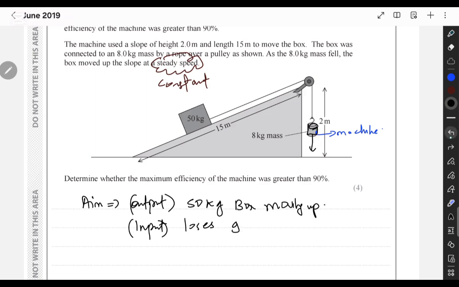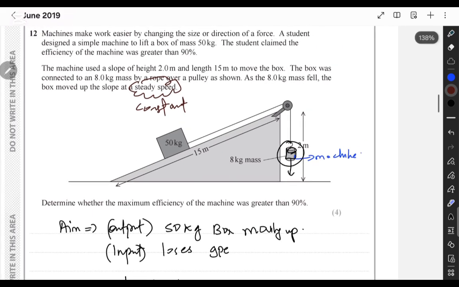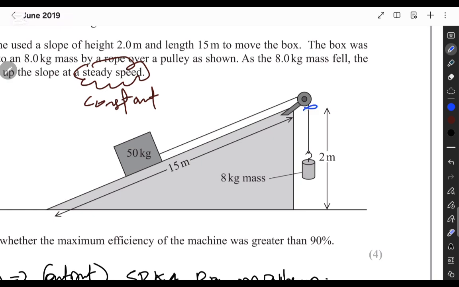Okay, so first let's calculate the energy gained by the box, which is going to be the output basically. So one very important thing to understand this question is when the box is here, from here to here the machine will fall down. So it's going to fall from position A to position B, and it's going to cover a distance of 2 meters. Clear? I think we're fine with that.